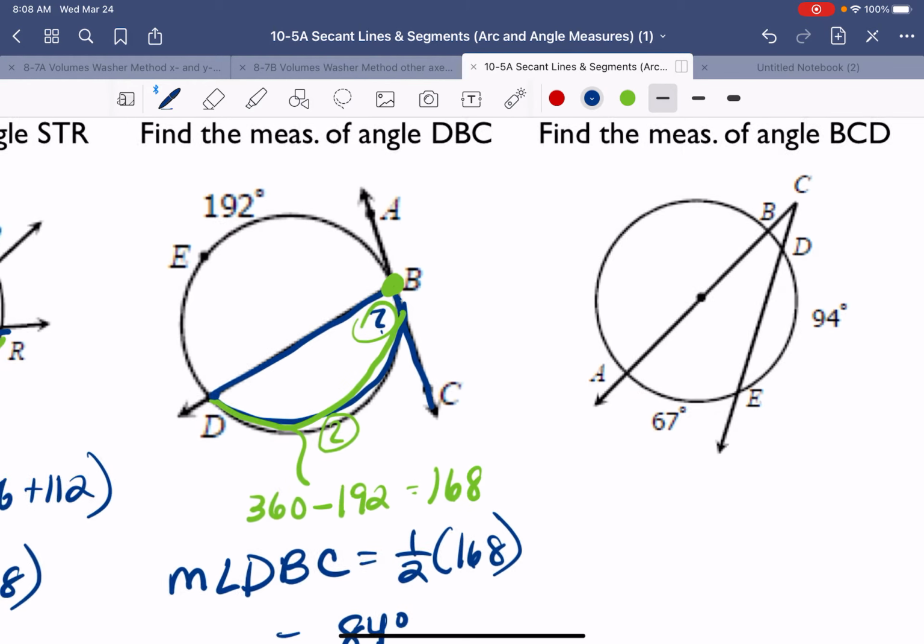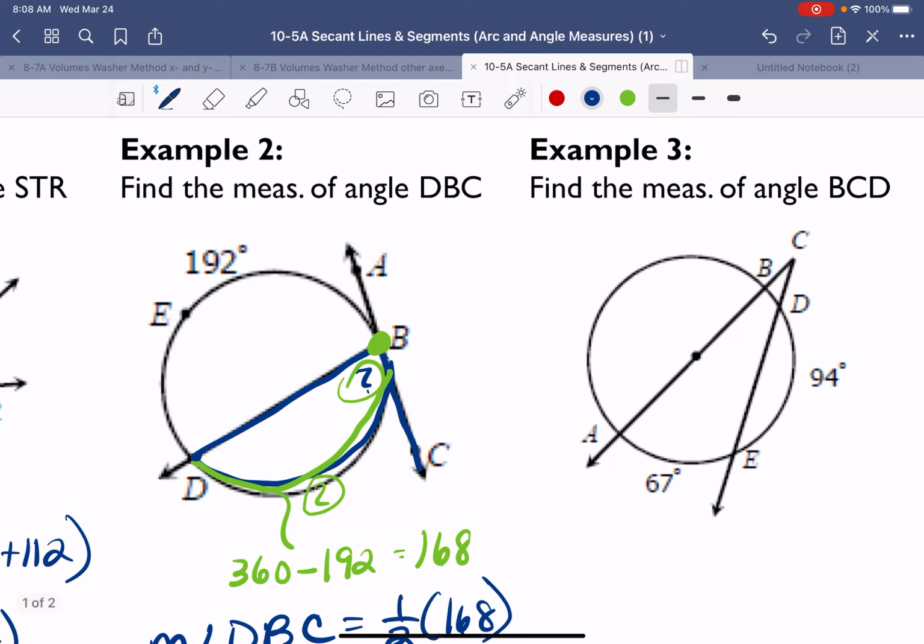All right, and then finally, I'm looking at example 3. Notice that the intersection is outside of the circle, so I'm going to pay close attention to the arcs that are connected to that angle. So I'm looking at arc BD, and then arc AE. Unfortunately, I don't have the measure of arc BD, but I do have this one. So you've got to be a little bit strategic here and start thinking about other properties of circles. How can I use this to figure that out?